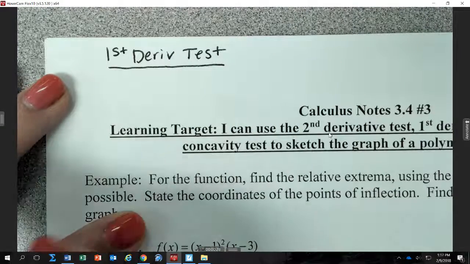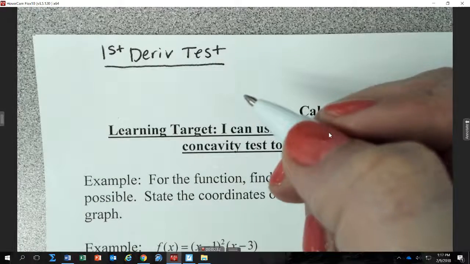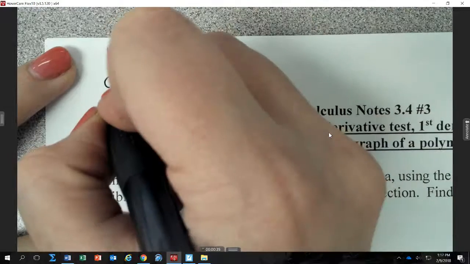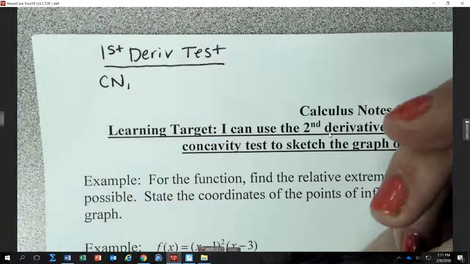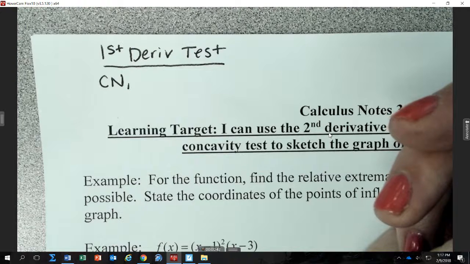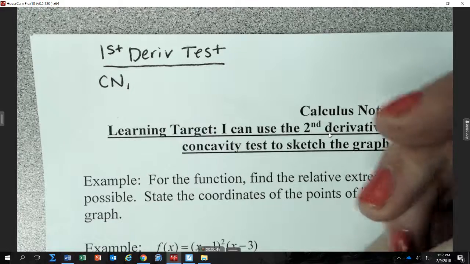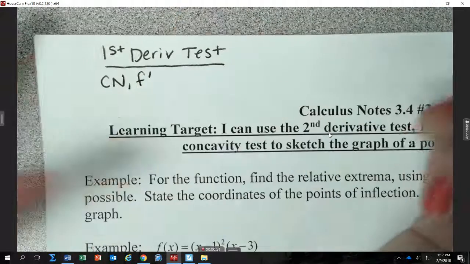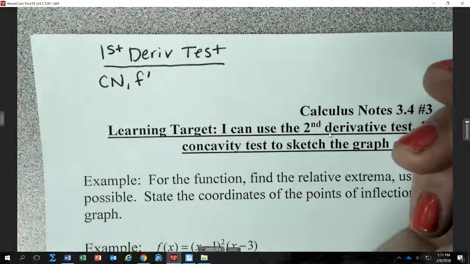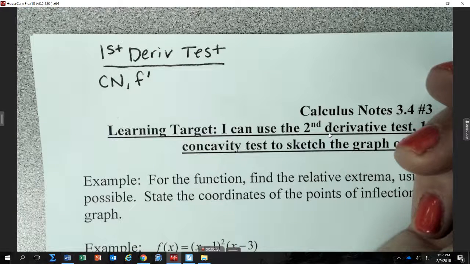Okay. With the first derivative test, I first need to find the first derivative, set it equal to 0, and get my critical numbers, right? Once I have my critical numbers, we look at the intervals of increasing or decreasing. So I need to pick some test values to plug into my first derivative, okay? I look at my intervals, pick some test values, plug them into my first derivative. And I'm either going to get a positive or a negative output.